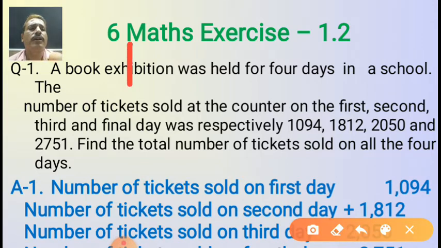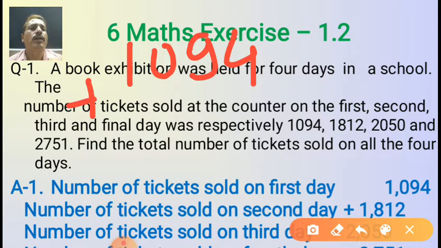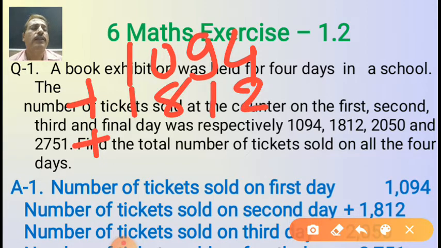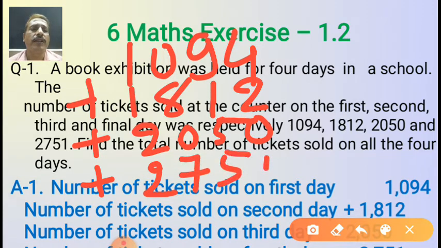So I have 1094 plus 1812. Yes, student, the third one? 2050. Very good. Now you tell me one more. 2751. Very good. Here is your question. There are 4 numbers and 3 plus signs. If you forget to put the plus sign, that is also observed and sometimes the marks will be cut.